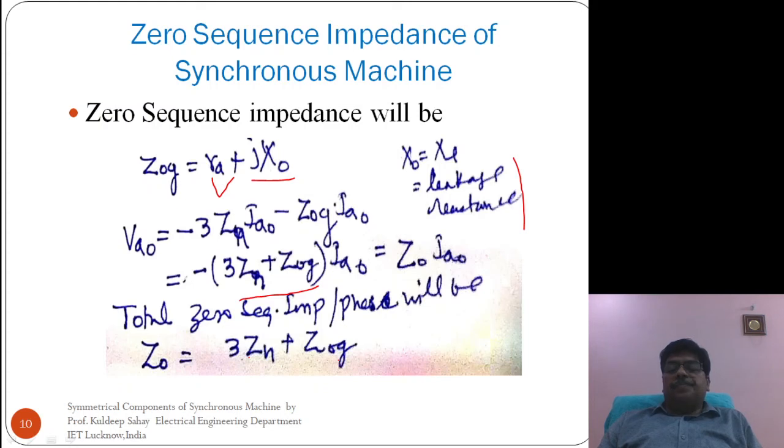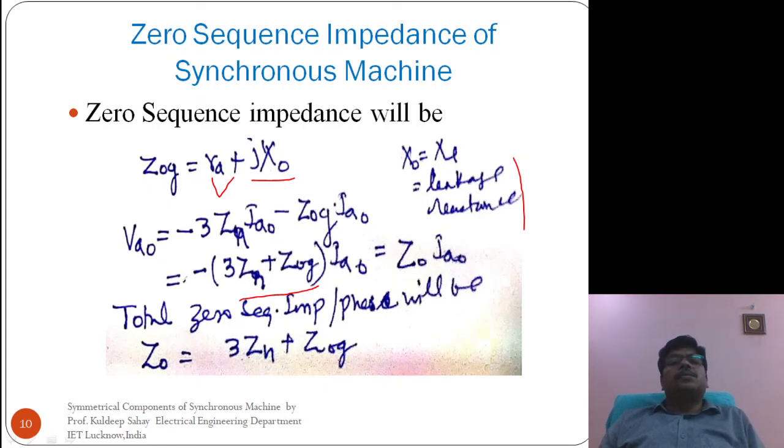So here one can find the positive, negative or zero sequence impedance. For positive, you run the synchronous machine as normal, and then you can find the impedance of the machine, which will be the positive sequence impedance.